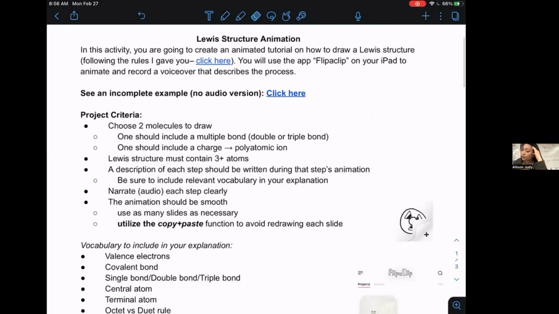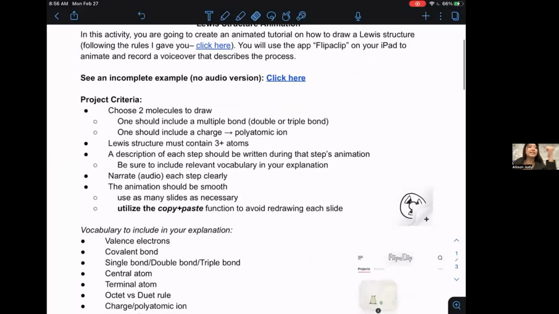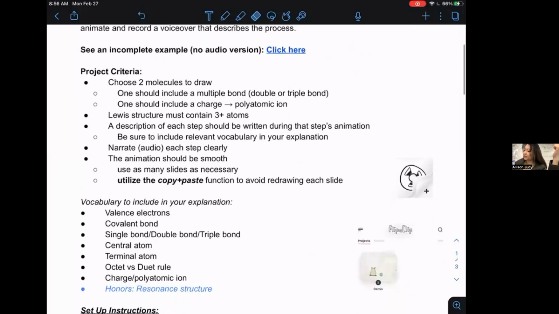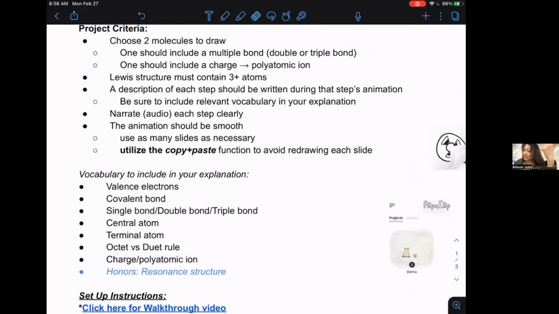You should write a description. You should vocalize a description of each step. Be sure to include relevant vocabulary. So you should be using the term central, right? I put it all down here. Central, valence, covalent, single, double, triple, terminal, octet versus duet, charge, polyatomic, and honors. You might need to talk about resonance structure. Okay.